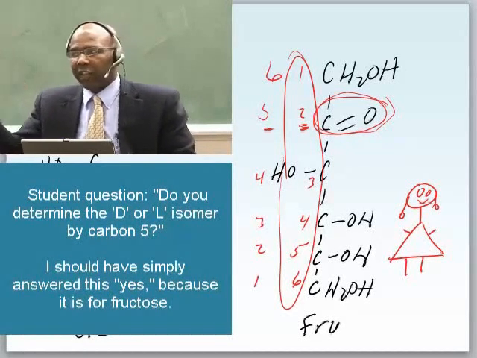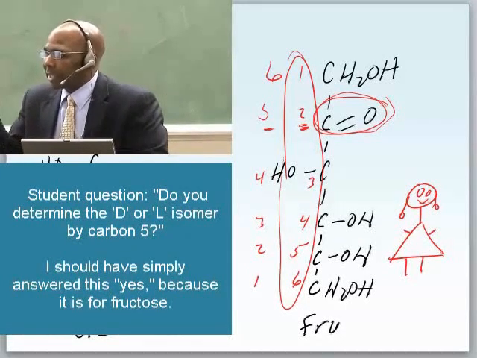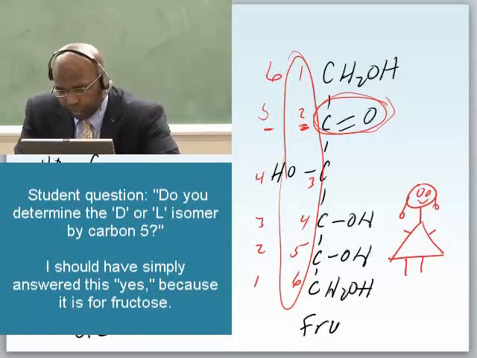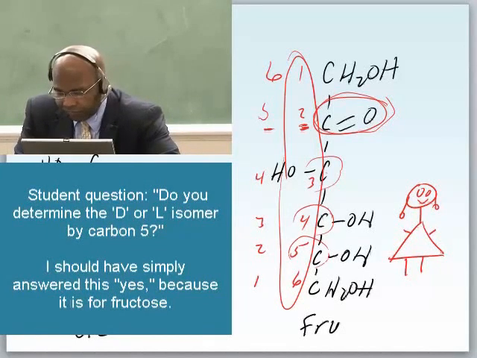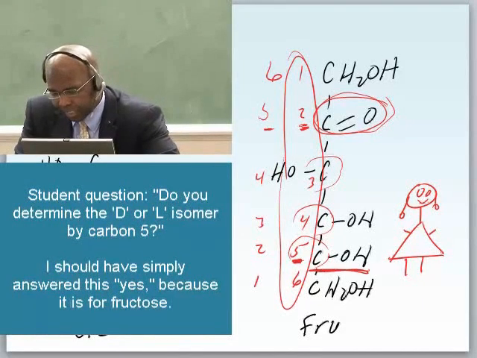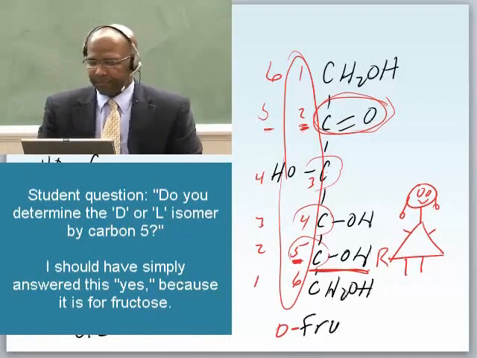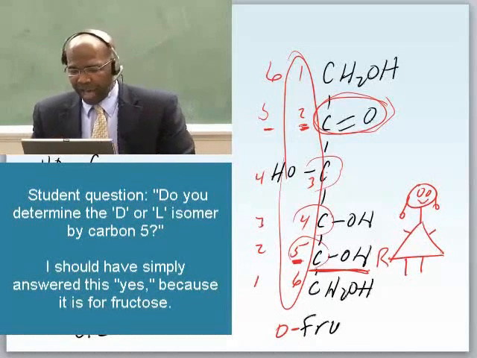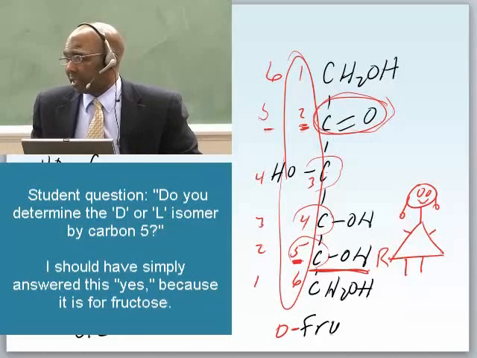Yes. Well, it's not the fifth. It's the highest numbered chiral center. So 3 is a chiral center, 4 is a chiral center, 5 is a chiral center, and 5 is the highest chiral center. And so this becomes D, because this is R. So this is D fructose. Does that make sense? The question was, even in fructose, do you still determine L and D by carbon 5? And the answer is yes.